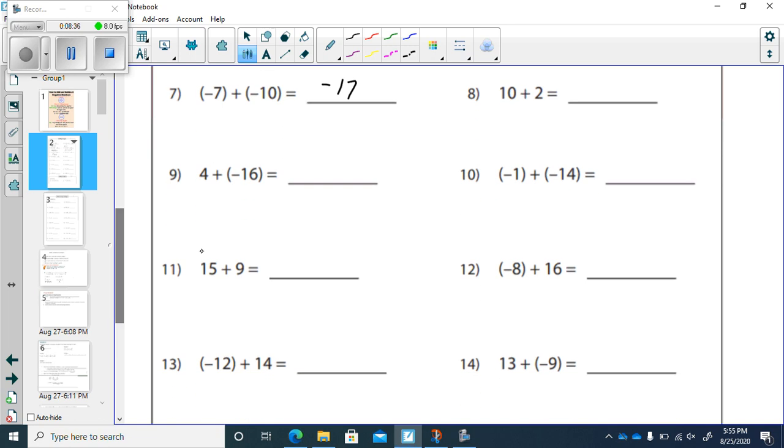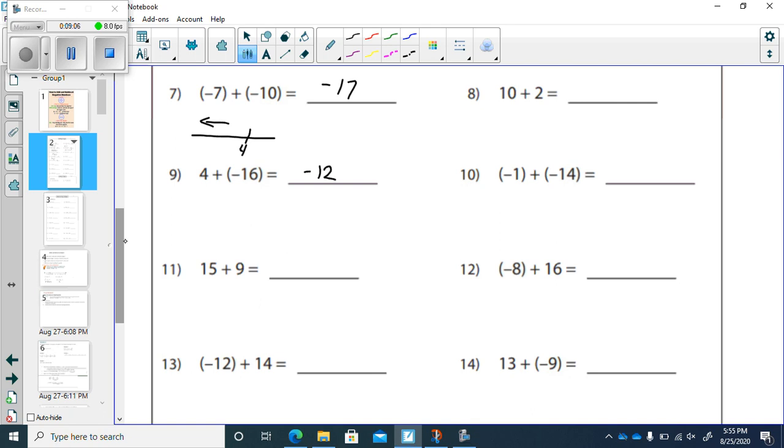How about 4 plus negative 16? Okay, if you started at 4 on a number line and you're adding a negative number, you're going back, right? If I went back 16, then I would wind up at negative 12. Let's see what we've got. If we just notice the fact that we have two different signs, you find the difference. 16 minus 4 is 12. Use the sign of the one with the larger absolute value.